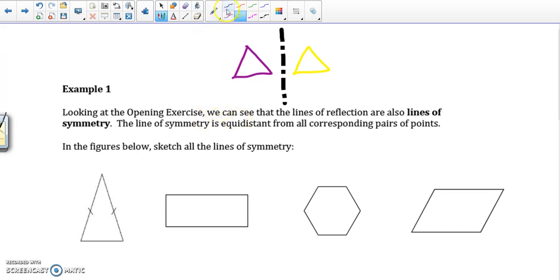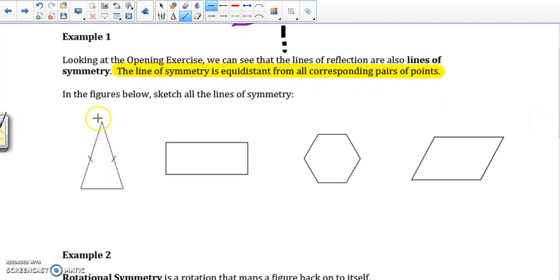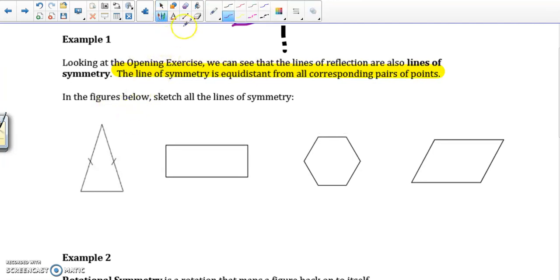So a line of symmetry, and here's our definition. A line of symmetry is equidistant from all corresponding pairs of points. So it's just like a line of reflection. So what I'll ask you to do throughout this unit is identify lines of symmetry. Alright, so if we look at this shape here, we'll learn about this later, you've probably seen the term, this is an isosceles triangle. So we think, okay, where can I divide this shape so that it's equidistant on both sides? And you can probably tell if we cut it in half right down the middle, that's one line of symmetry.